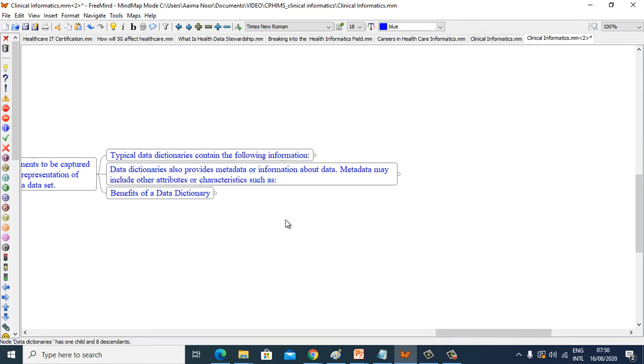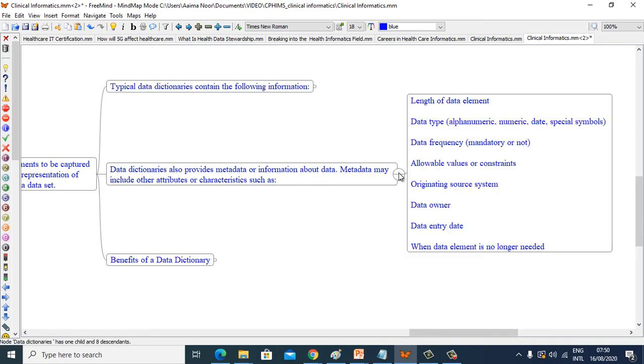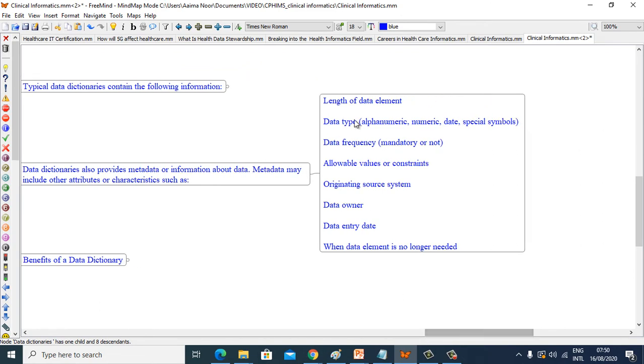Data dictionaries also provide metadata, or information about data. Metadata may include other attributes or characteristics such as length of data element, data type (alphanumeric, numeric, date, special symbols), data frequency, mandatory or not, allowable values or constants, originating source system, data owner, data entry date, and when the data element is no longer needed.